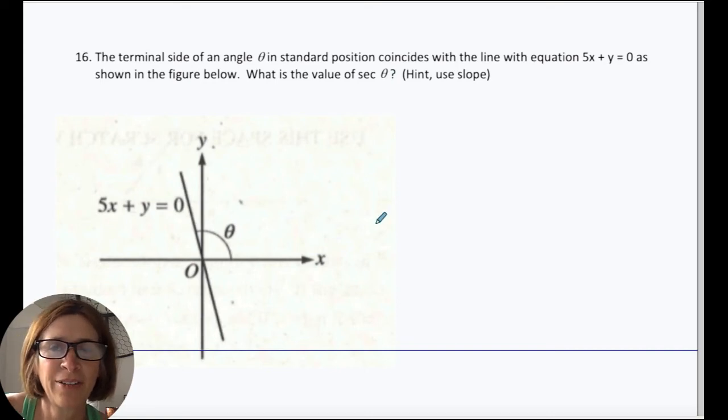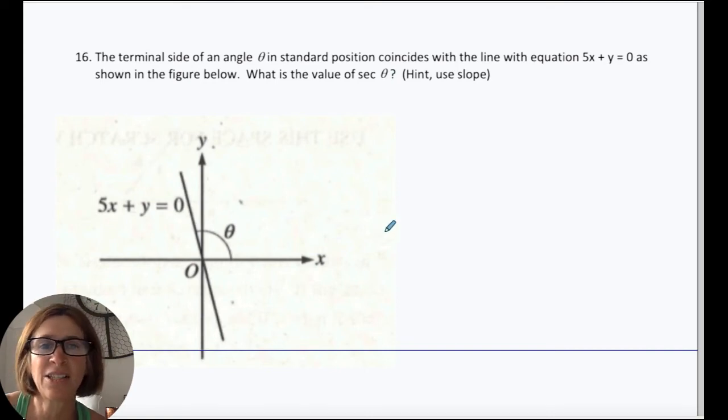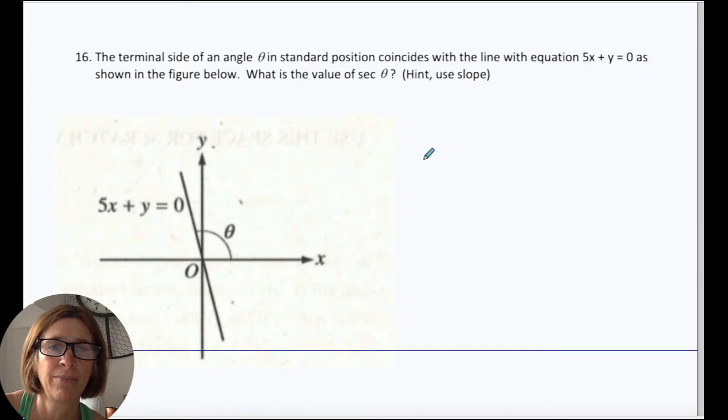Hi everyone, it's Coach Fred here, and this is the last question on the test, and this is really a thinking question, an honors level question. It says the terminal side of an angle theta in standard position coincides with the line with equation 5x plus y equals 0, as shown in the figure below. What is the value of secant theta?